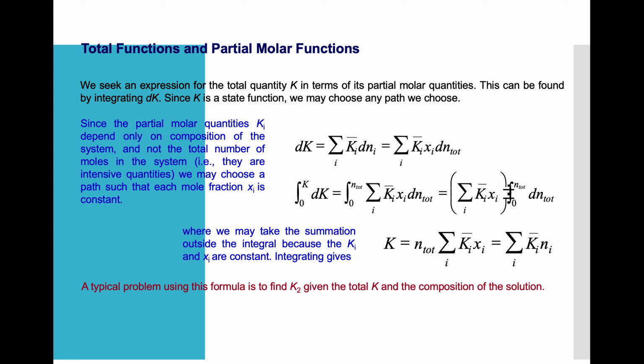So the typical problem using this formula is to find K2 given the total K and the composition of the solution. These are the most common questions that usually get asked, because the total K is given, the summation of all K, and we need to find K2, which may be K1 plus K2.